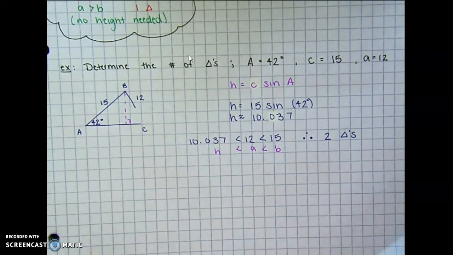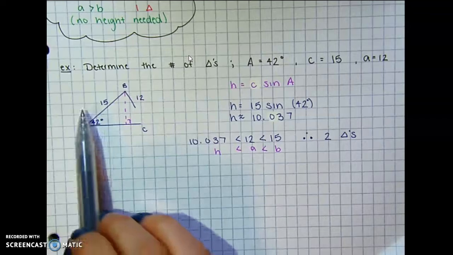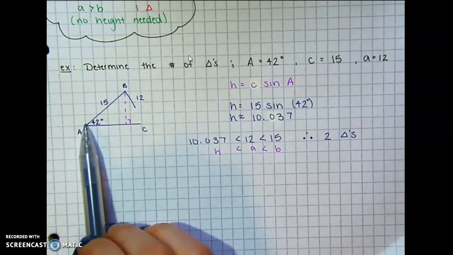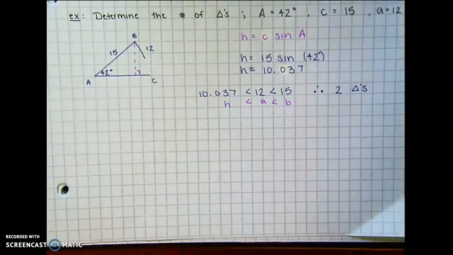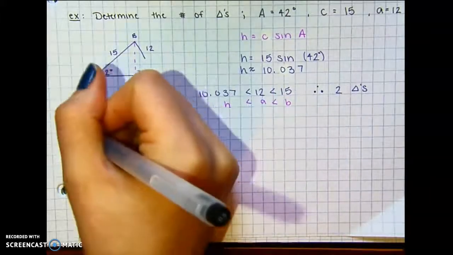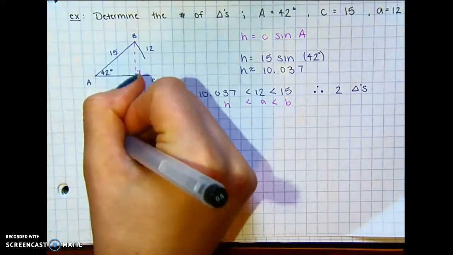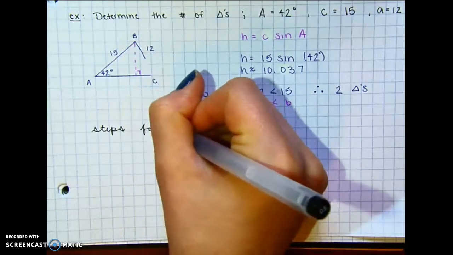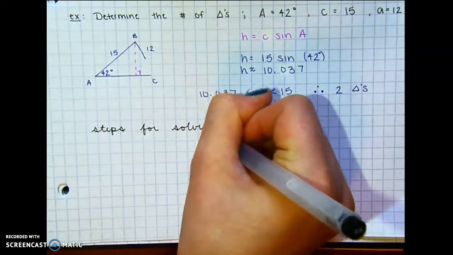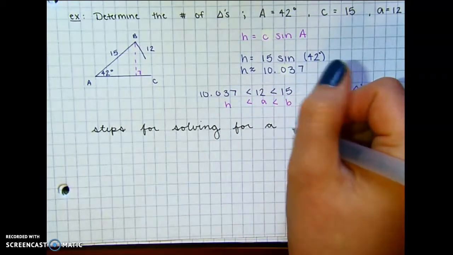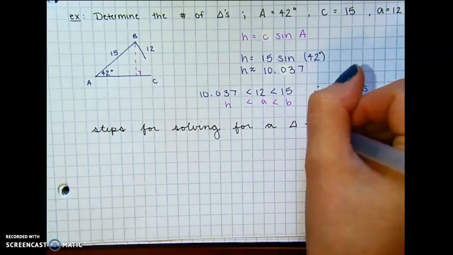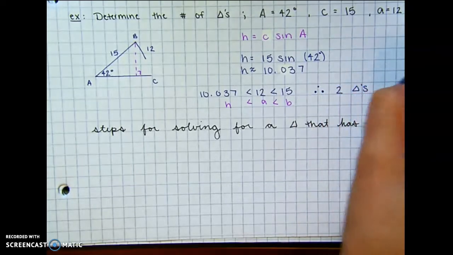Okay, so if I want to solve for the triangle, I'm going to have to solve for two triangles. There's going to be the potential ABC and then another ABC over here. So let's just talk about the steps. How would you solve for a triangle that has essentially two potential triangles? So, steps to solving a triangle that has two options.